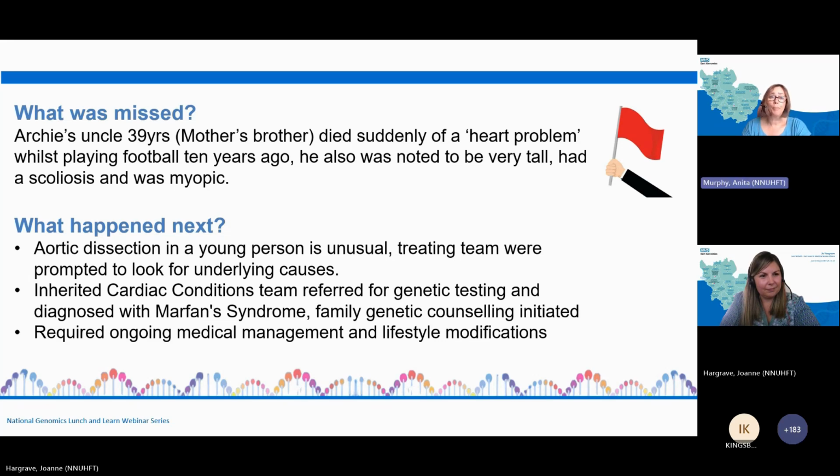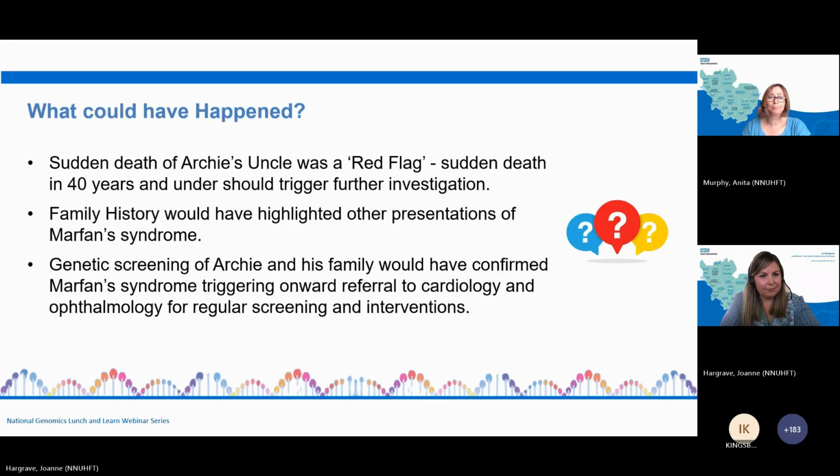So what should have happened then? We've already mentioned that sudden death in someone under 40 is a red flag. So if further investigation had been undertaken when Archie's uncle had died, then family history might have been taken and we could have had some further clues which might have supported genetic testing. In what we know now, that would have been enough for us to warrant further investigation.